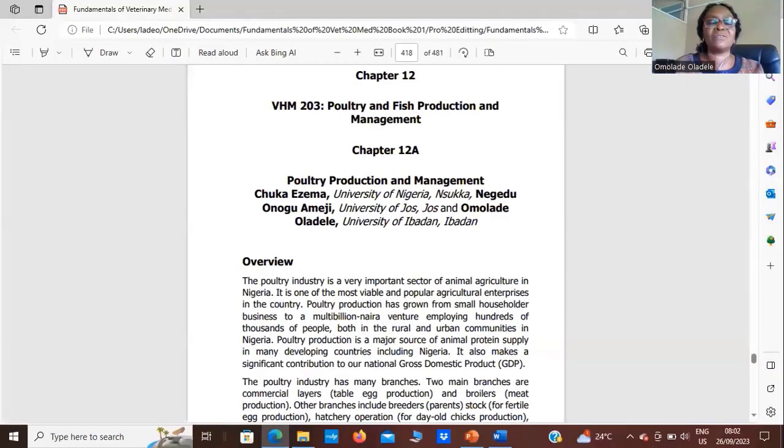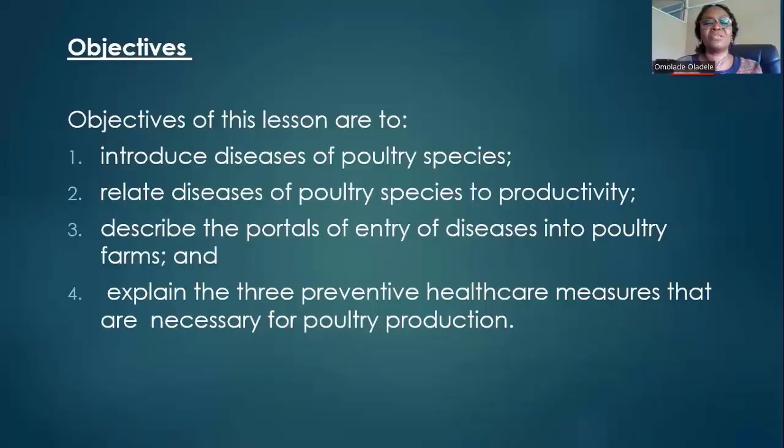In the Fundamentals of Veterinary Medicine, Book 1, Chapter 12 is about poultry and fish production and management. But Chapter 12A is specifically for poultry. So that's where you have the content for this course.